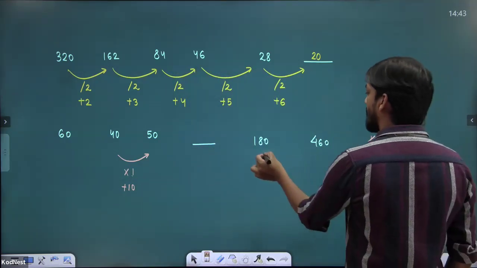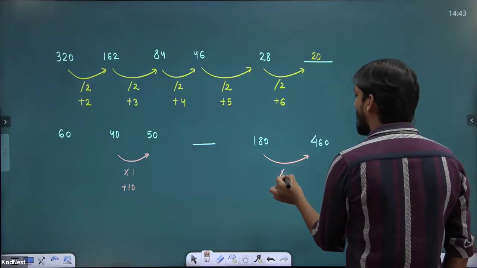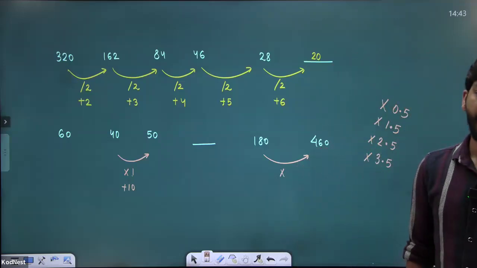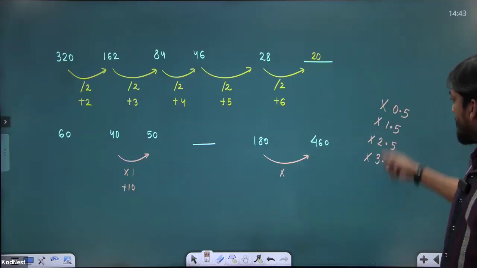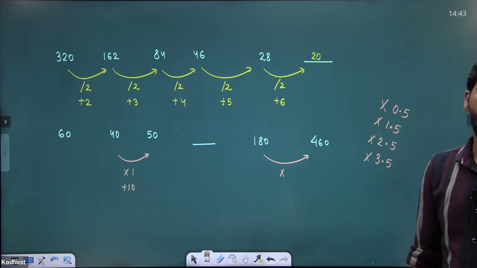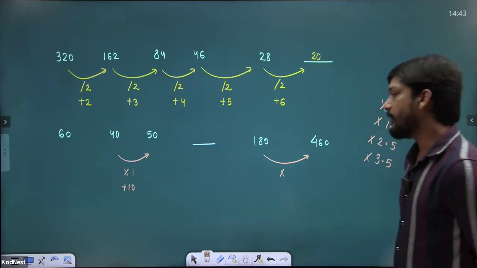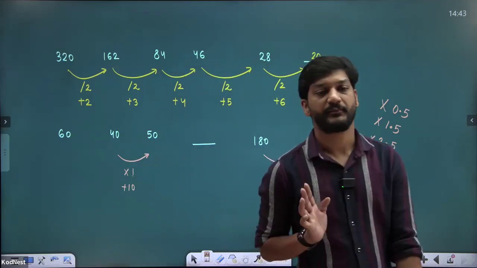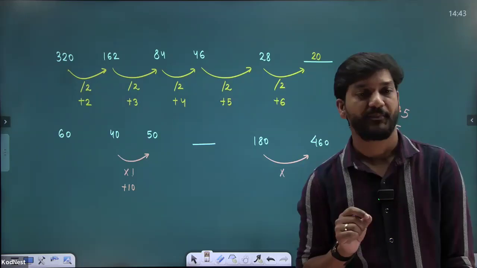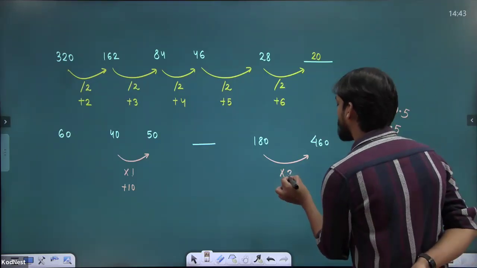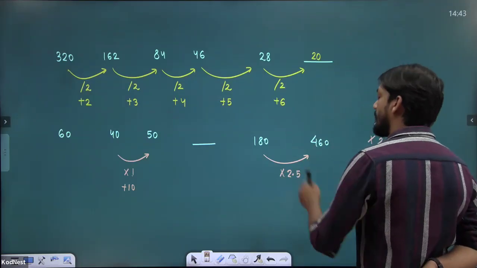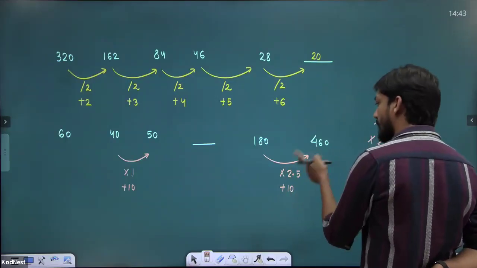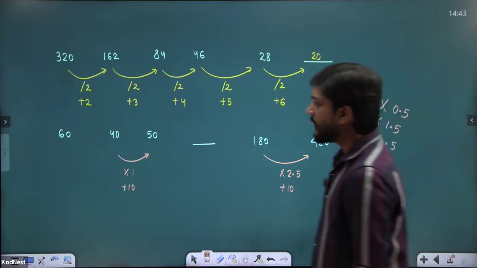Answer there. 180, maximum how much can you think? 2. Think these decimals also. 2 or 2.5 maximum. Do not go beyond 460. So 2 or 2.5? 2.5. So 180 into 2.5 will give you 450, and 450 plus 10 will give you 460. Similarly, answer.